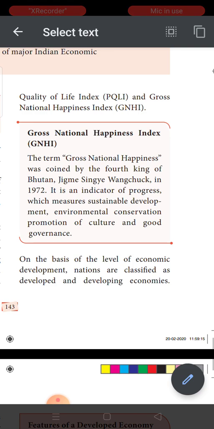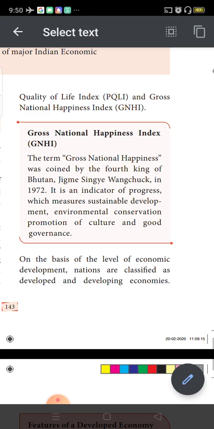First, let us learn about the Gross National Happiness Index, GNHI, because we will not be learning in depth about this. The other two parameters we'll be learning in depth. About the Gross National Happiness Index, this is a small paragraph that we will be learning in this lesson. This term was coined by the fourth Bhutan king. He designed this name and gave the concept of the Gross National Happiness Index. His name was Jigme Singye Wangchuck. Quite a difficult name, so please underline it. It was coined in the year 1972, because all these are new concepts which are brought into our studies.